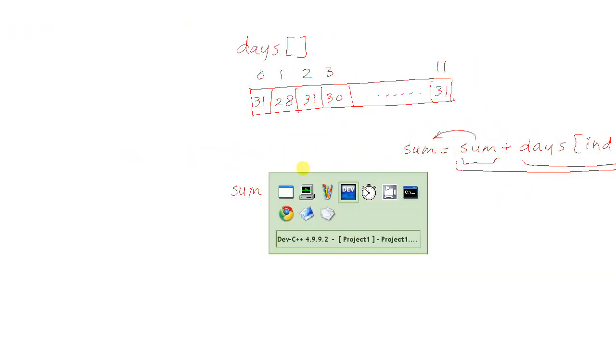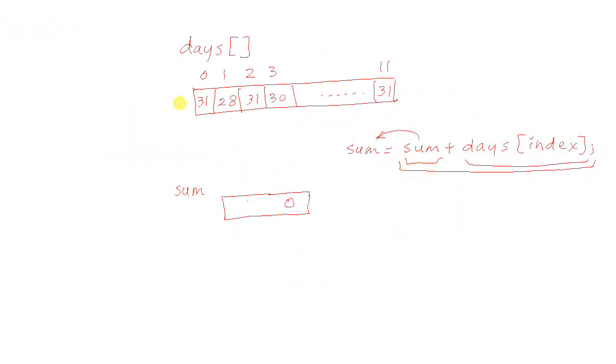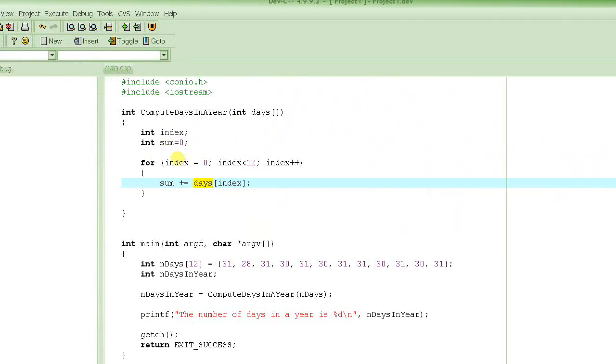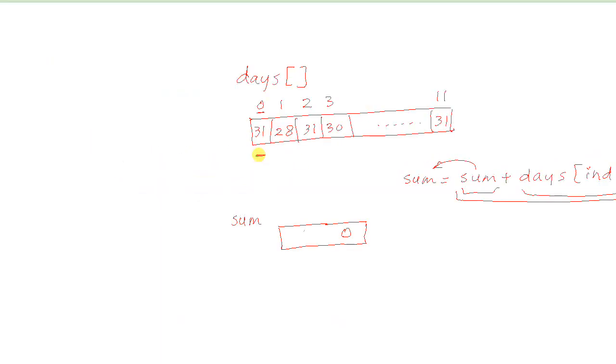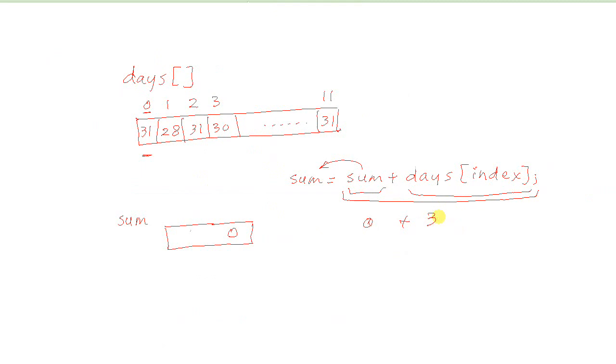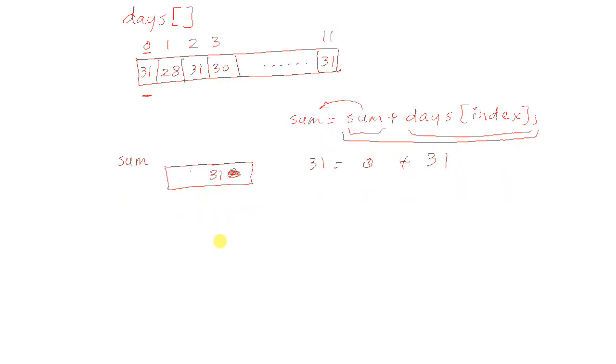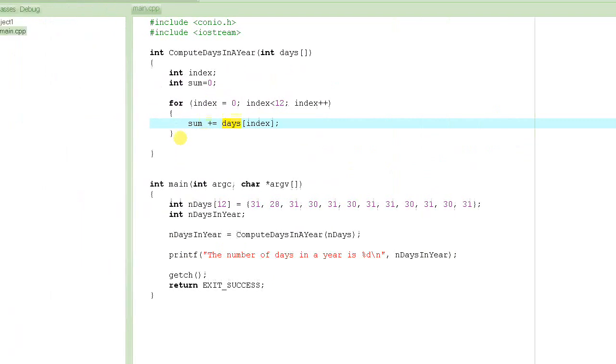And as this function executes and this loop executes, it does this again and again. So let's start. The first time the value of index would be 0, and we will be accessing this element here, 31, and the value of sum is 0. So 0 plus 31, the answer is 31, and this gets stored back into sum. So the value of sum becomes 31 here. And then this loop executes again by incrementing the value of index by 1, which means the value of index will be 1.